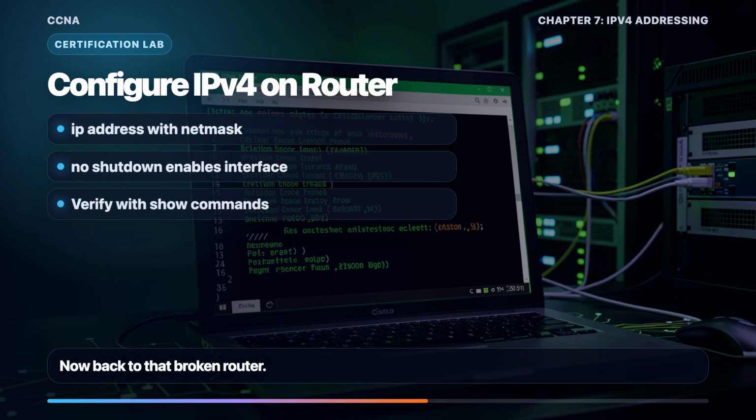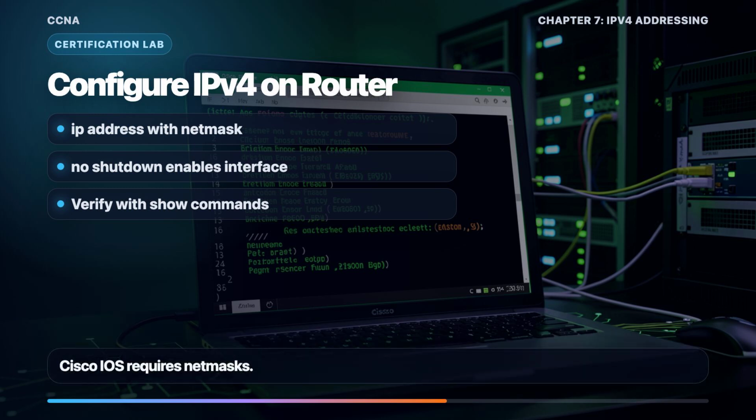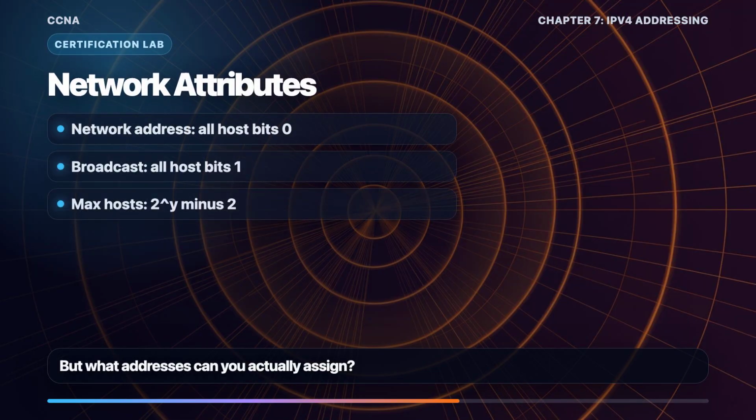Now back to that broken router. You enter interface configuration mode, assign the IP address with the IP address command, and use the net mask, not the prefix length. Cisco IOS requires net masks. Then you issue no shutdown. The interface comes up. But what addresses can you actually assign?